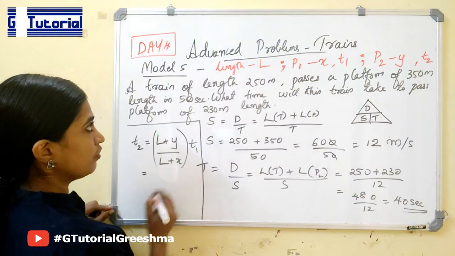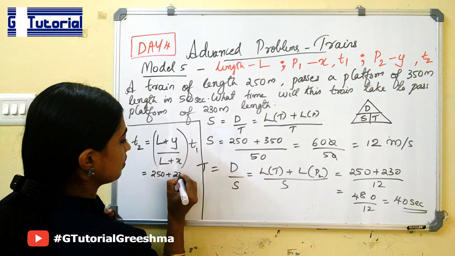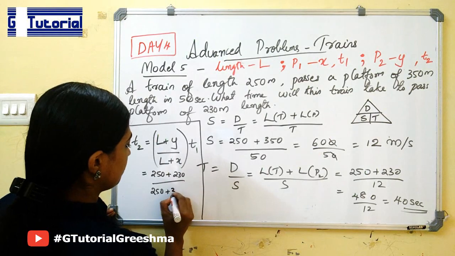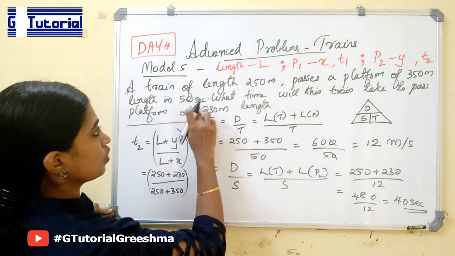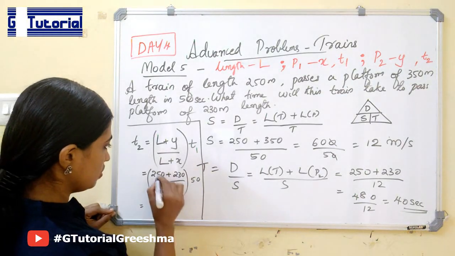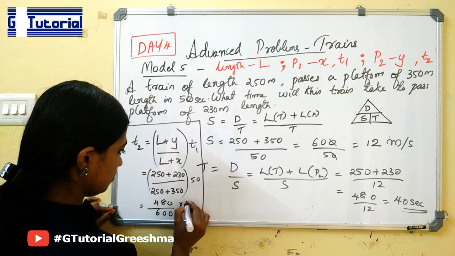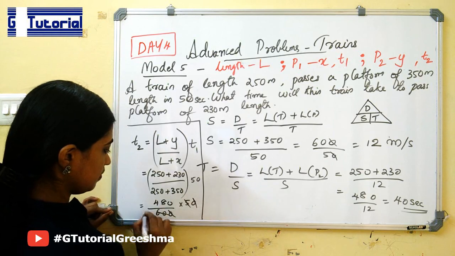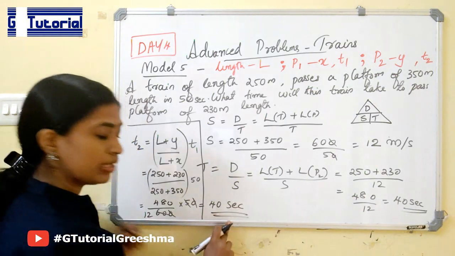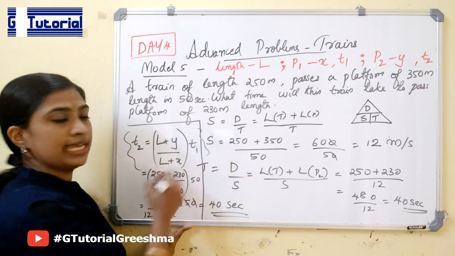So here, length of the train is 250 plus length of second platform 230, divided by 250 plus length of first platform 350, into time taken to cross the first platform, 50. All should be in the same units. So 480 by 12 is 40 seconds. So this is an easy method to solve it. Just learn this equation by heart. This will help you to solve it within seconds.